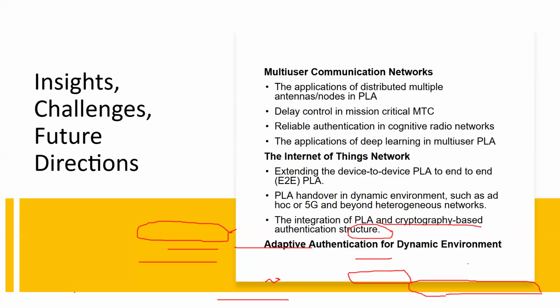And we have the Internet of Things network: extending the device-to-device physical layer authentication to end-to-end physical layer authentication, physical layer authentication handover in dynamic environments such as 5G and beyond heterogeneous networks, and the integration of physical layer authentication and cryptography-based authentication structure. So all these are studies related to the Internet of Things.